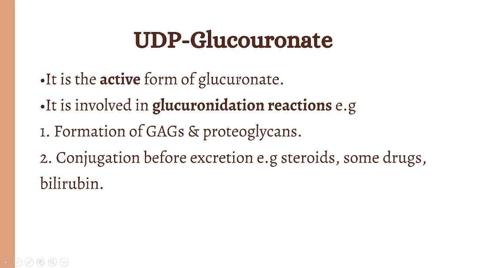UDP glucuronate or UDP glucuronic acid is the active form of glucuronate. It is involved in glucuronidation reactions for the formation of glycosaminoglycans and proteoglycans molecules in the body, and for the conjugation process before excretion of steroids, some drugs, and bilirubin. We will talk about the glucuronidation reaction when we come to xenobiotics, and its role in bilirubin synthesis when we talk about heme metabolism.